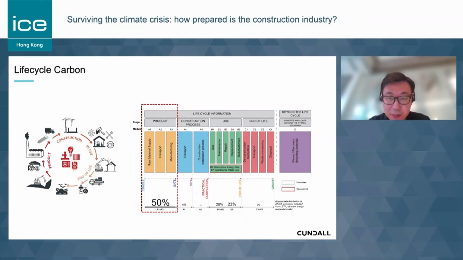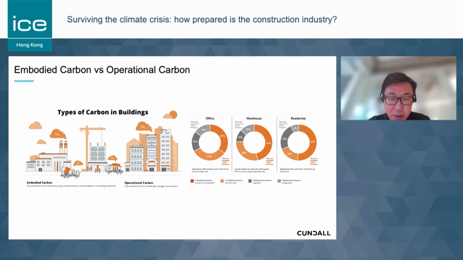Next page, please. Desmond also presented briefly the difference between embodied carbon and operational carbon. This is just a simple diagram to show, depending on the typology of the building and the project, the distribution of the embodied carbon and also the operational carbon.